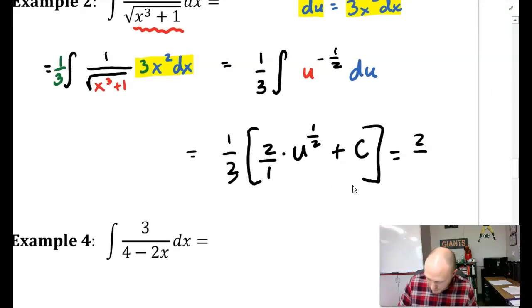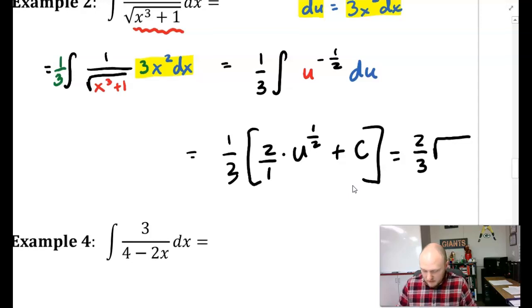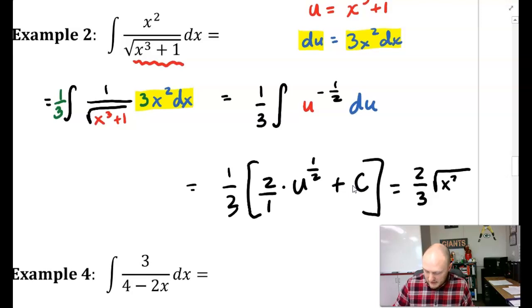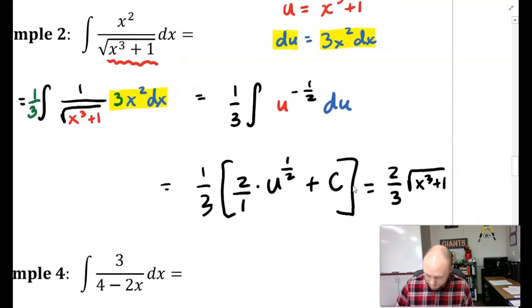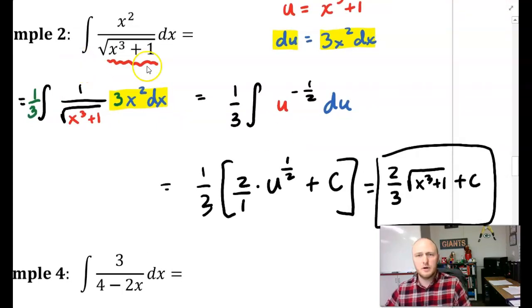So we have 2/3 times the square root of, and I'm going to go back to x cubed, so x cubed plus 1, plus c. And there is your answer. Don't box it though. Don't box it.